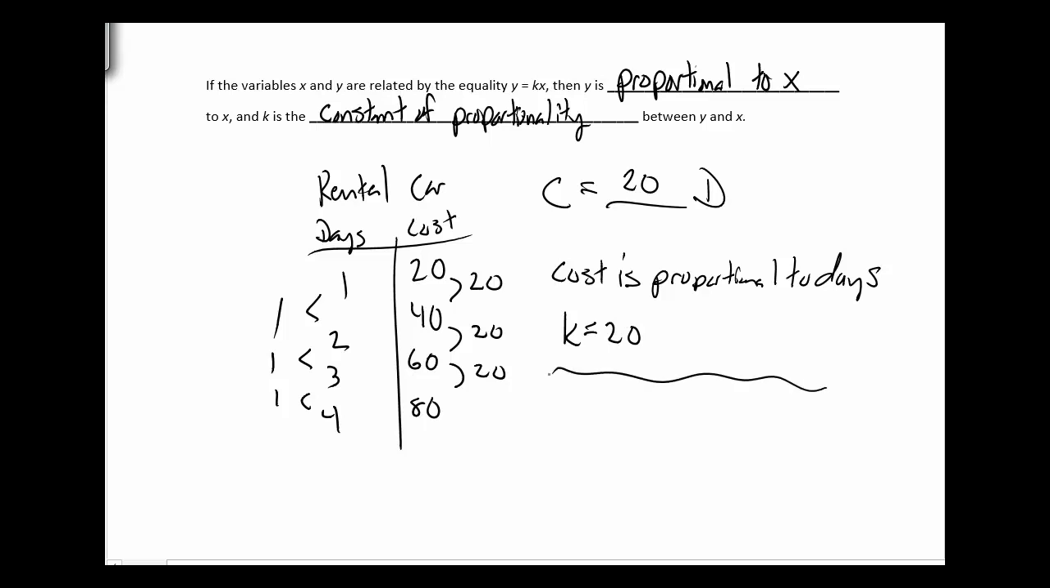Now I can just as easily rewrite this in terms of days equals something for cost, going the other direction. So if I do cost divided by 20, so 1/20th, then k is 1/20. Either way, once I've got a proportional relationship established, that number that I multiply by to get the other number, we call the constant of proportionality.